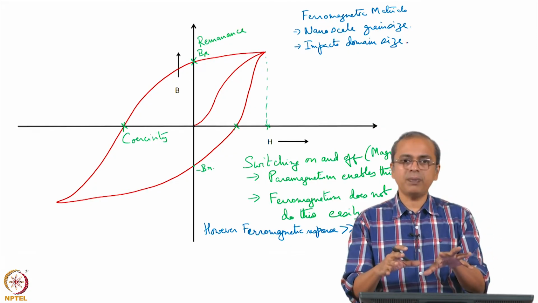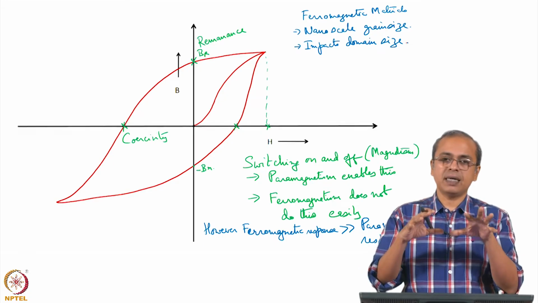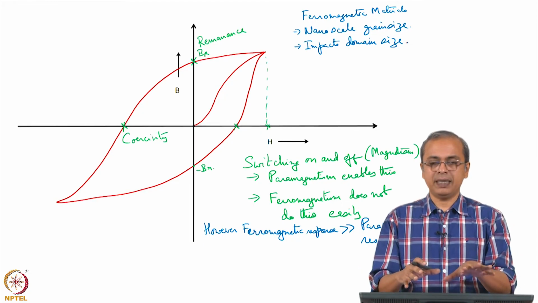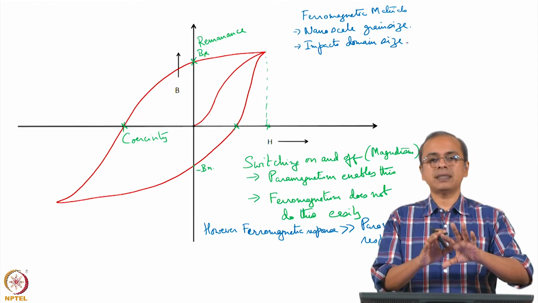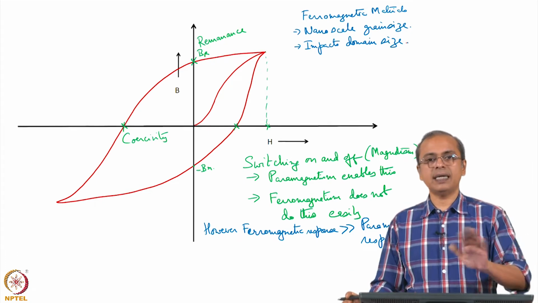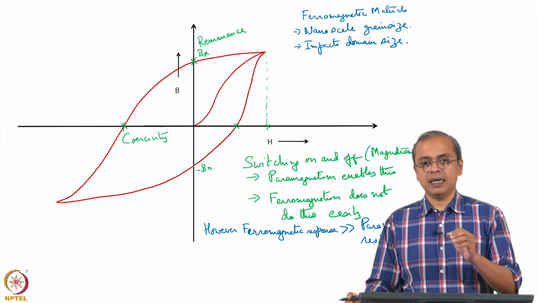So, if you take a ferromagnetic material, you will see 0 magnetism from that material if the magnetic moments are randomly oriented, right. So, if they are randomly oriented, you will see 0 magnetism.